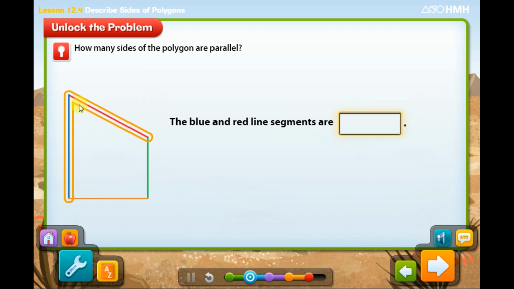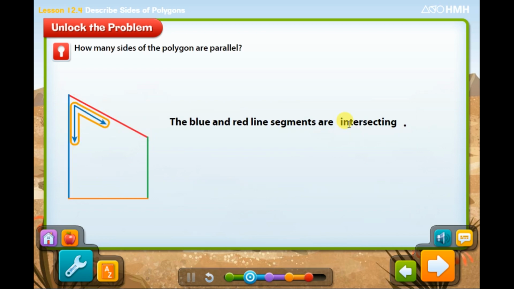Is this the square shape? No, it's not a square shape, so it is not perpendicular. It is just intersecting, it is just meeting lines. So it will be intersecting. The blue and red line segments meet and form an angle, so they are intersecting sides, not parallel sides.